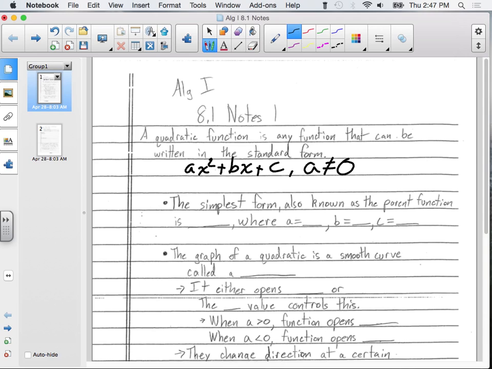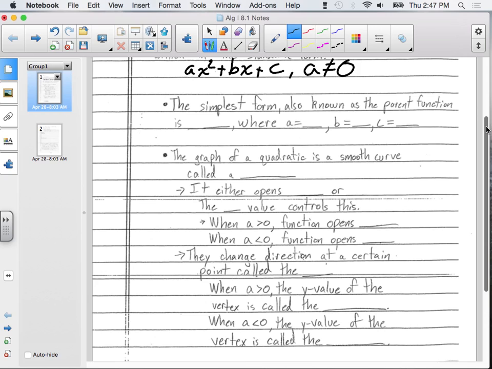So why do you think A can't be 0? Why couldn't A be 0? Well, if A would be 0, it'd be 0 times x squared, right? Well, what's 0 times anything? 0. So we wouldn't have an x squared in our equation then, right? It would just be 0? Yeah. So in order to be a quadratic, you have to have an x squared. So that's why A can't be 0.